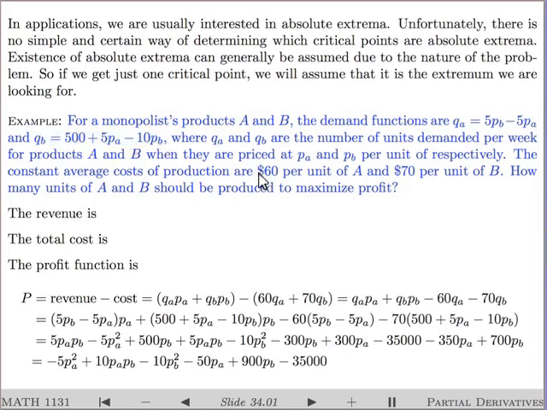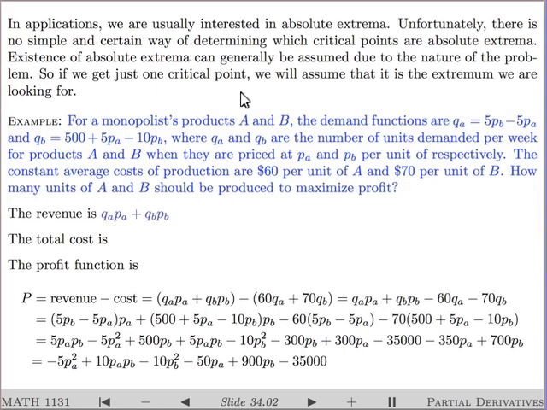And we are given the unit cost or average cost, which is assumed to be constant, and we want to maximize the profit. So first step is to find the profit function. The revenue comes from two products. From the product A, it's QA PA. From B, it's QB PB. And so the total revenue is what we get by adding those two.